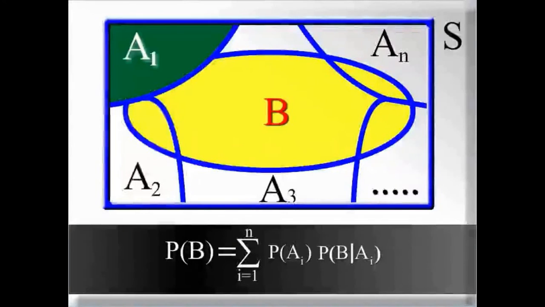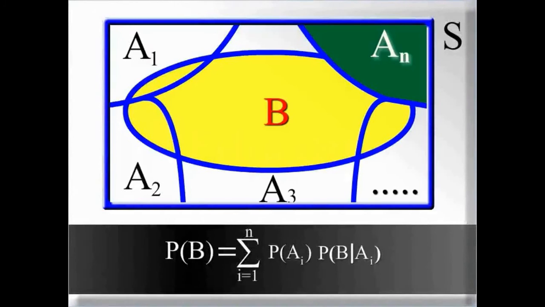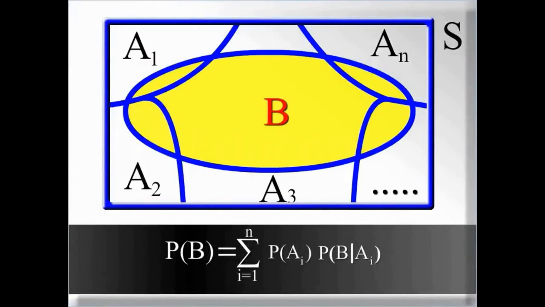If the number of parts of the partition is equal to n, then the expression for theorem of total probability becomes probability of B is equal to summation of probability of B when Ai has already occurred into probability of Ai where i varies from 1 to n.